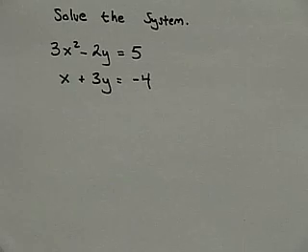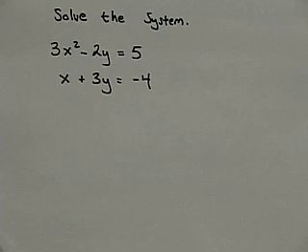We'll now go ahead and take a look at nonlinear system of equations. A nonlinear system is a system in which at least one of the equations is not linear. Let's look at the following example. Here we're asked to solve the system 3x squared minus 2y equals 5 and x plus 3y equals negative 4.